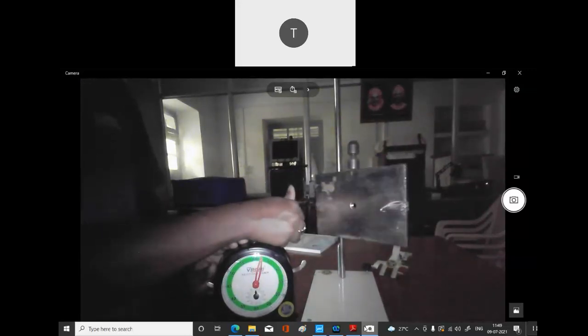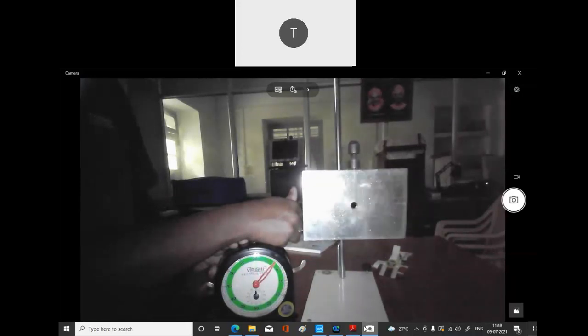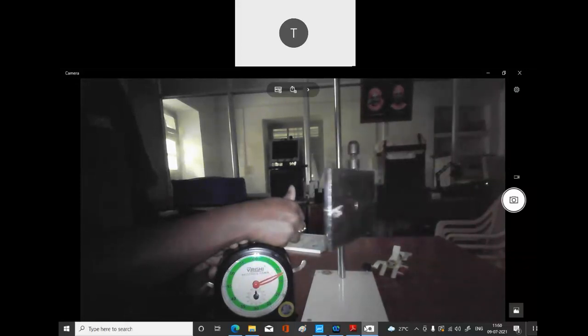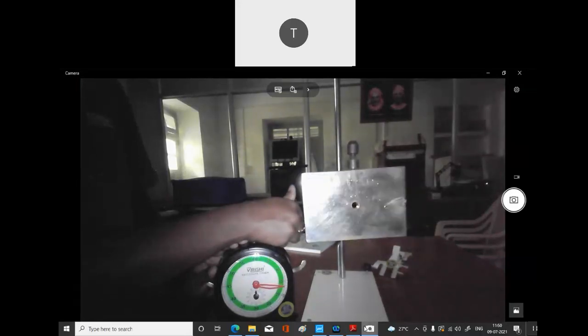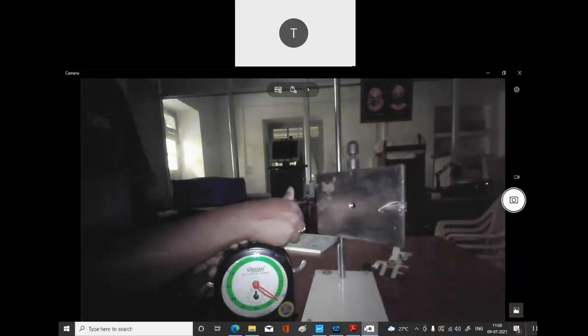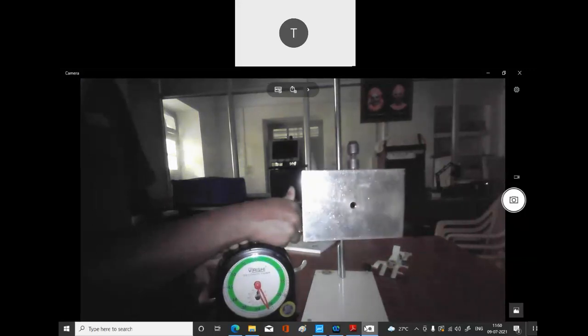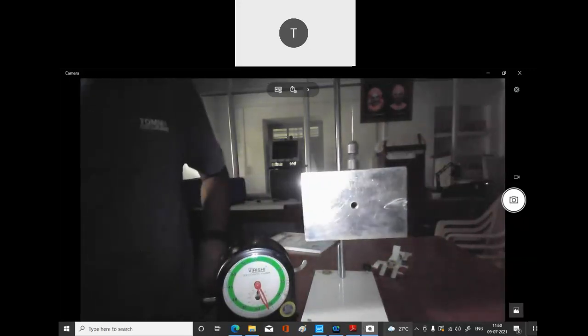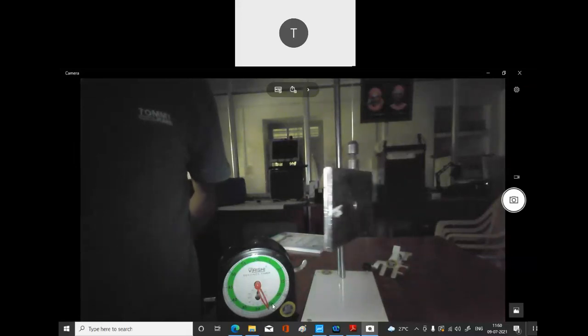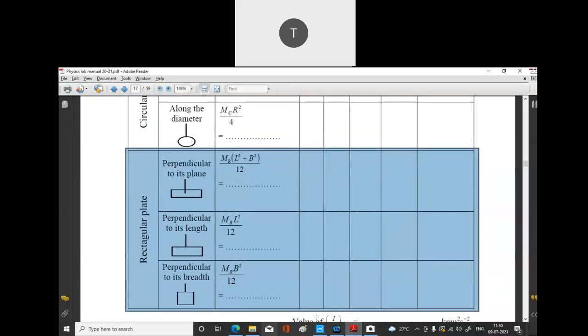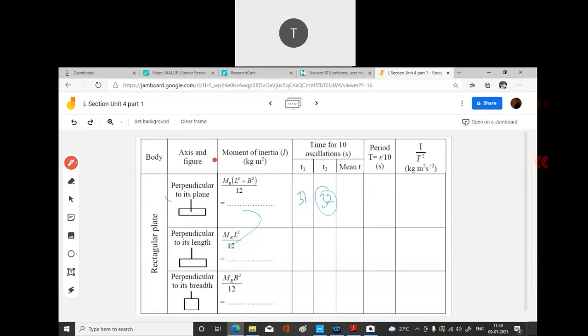I start here. Half, 1, 1.5, 2, 2.5, 3, 3.5, 4. Okay, I stopped it. You can see this is around 26 seconds. So I am going to write that as 26 seconds.